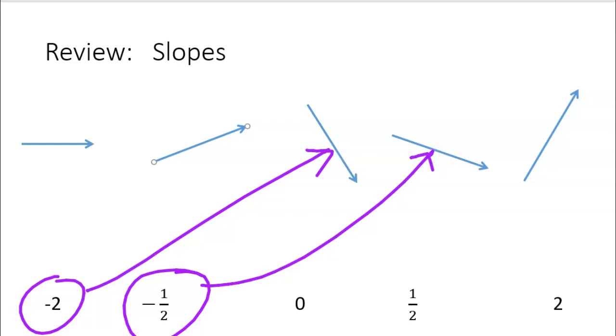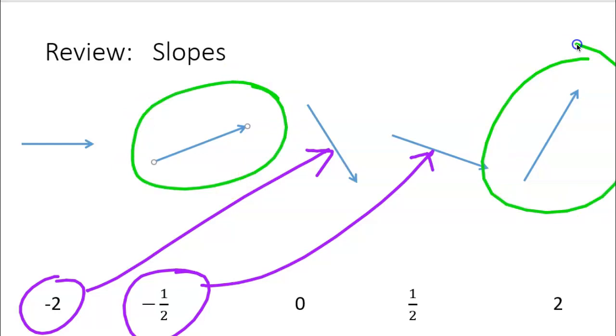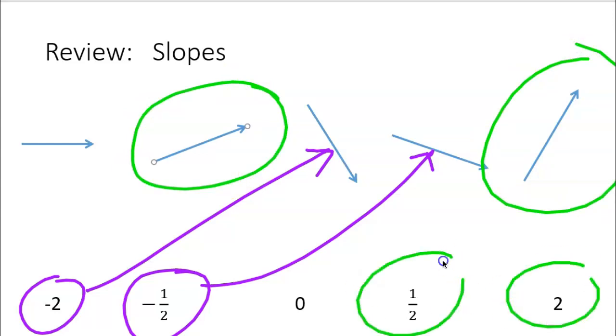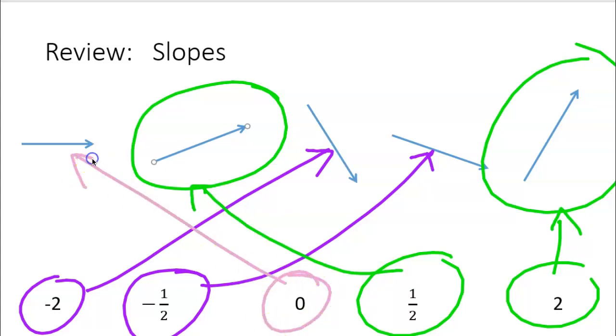And then we have this line and this line are the positive ones, right? So which one of those is the 2 and which one is the half? Well, since 2 is bigger than half, that means it's going to be more positive. So the 2 goes with that one, and the half goes with that one. And then finally, we have the 0 slope, which of course matches a flat line, which we've talked about before.